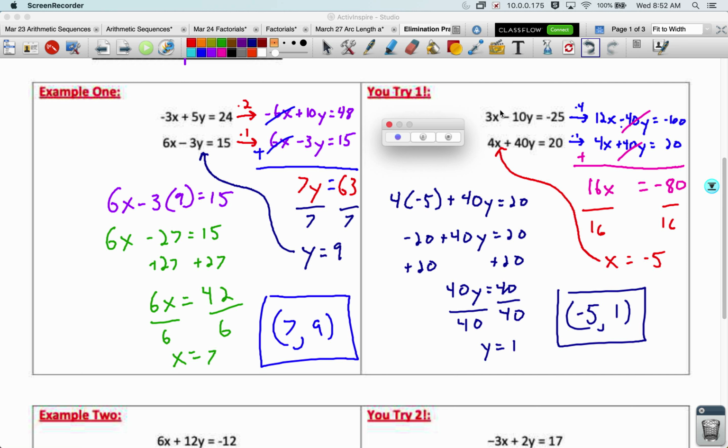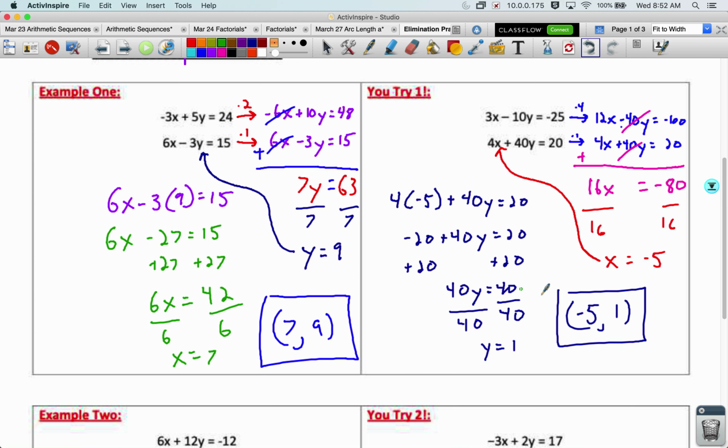So there's my work for the You Try number 1. I wonder if we found a zero pair the same way. I multiplied the top equation by a 4. Then I made a negative 40 to match this positive 40. Divide both sides by 16, we get x equals negative 5. Plug it back in, solve, we get y equals 1. And then I double check by taking both of these and plugging them into the top equation to make sure it works. And it does make it balance.